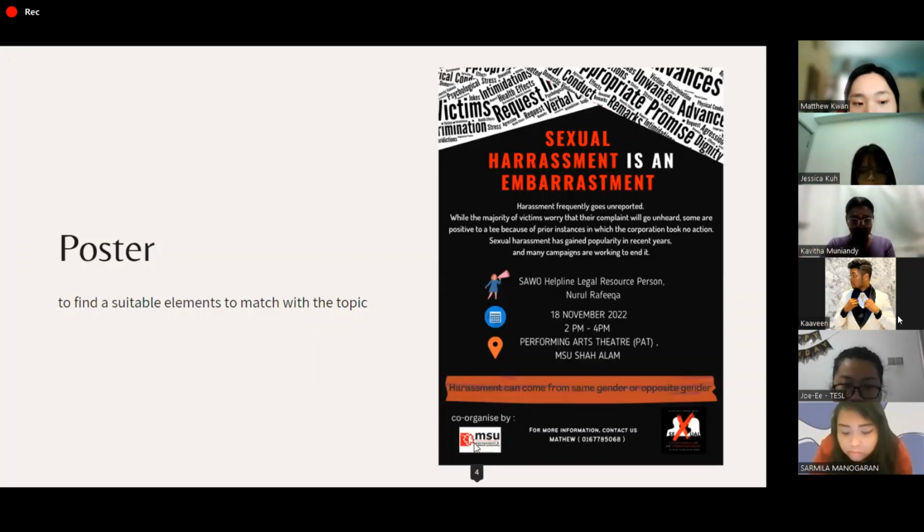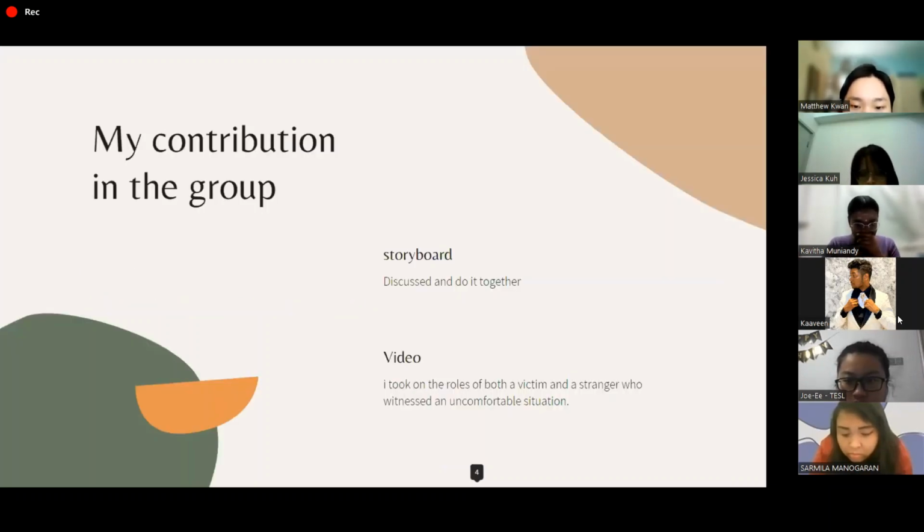For the poster, I had to find suitable elements to match the topic, and also the background and the color. I did a lot of examples for this poster and asked my friends' opinions, and I changed it quite a few times. As for the storyboard, we discussed it together, and for the video I took the role of the victim and also a stranger.